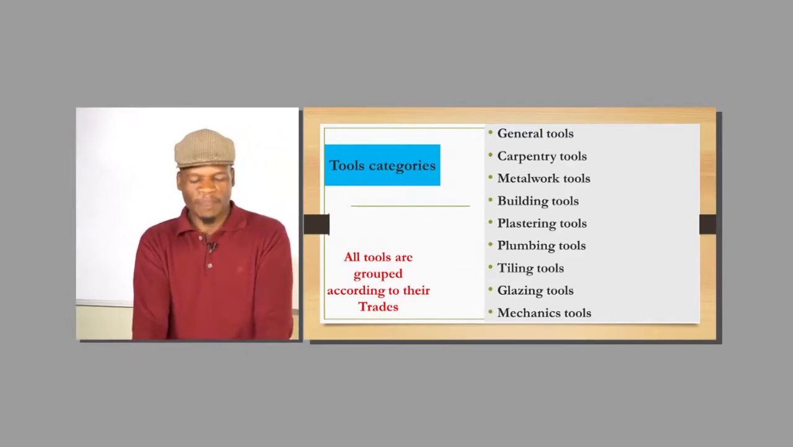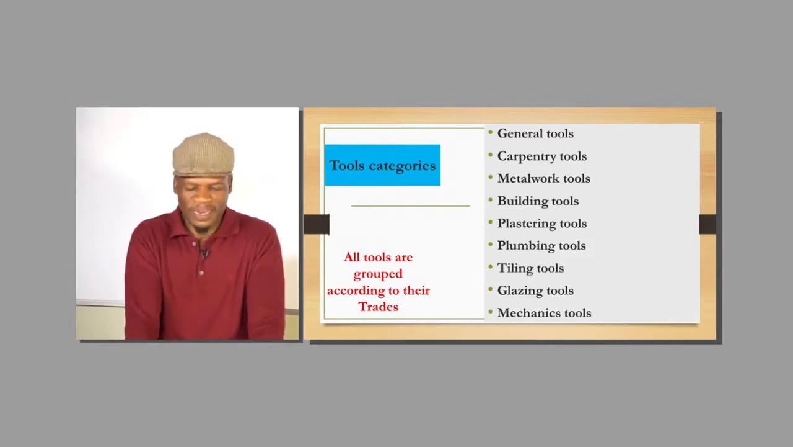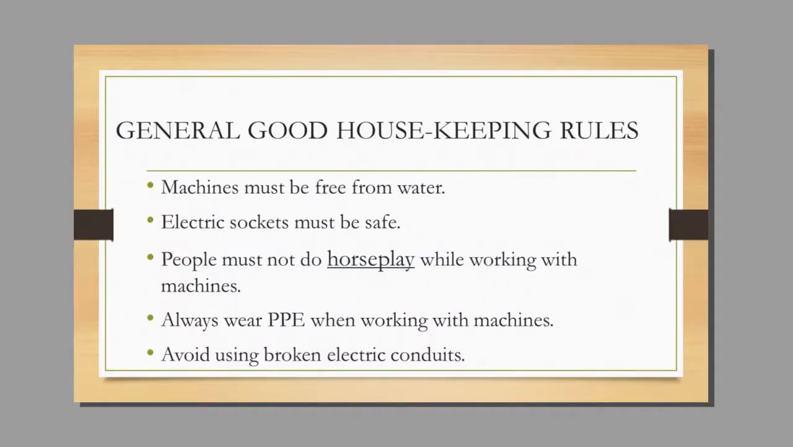You can be a builder, you can be a plasterer, you can be a plumber, you can be a tiler, you can be a glazier, you can be a mechanic. So you must know exactly, if you are one of those trades, which tools you need in your workshop so that you can carry out some activity. We have got some general good housekeeping that we must follow, which if you don't stick to it, somehow you might injure yourself or have some fatal injuries in the workshop.